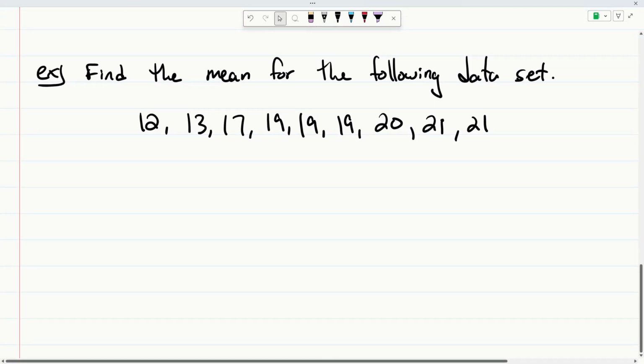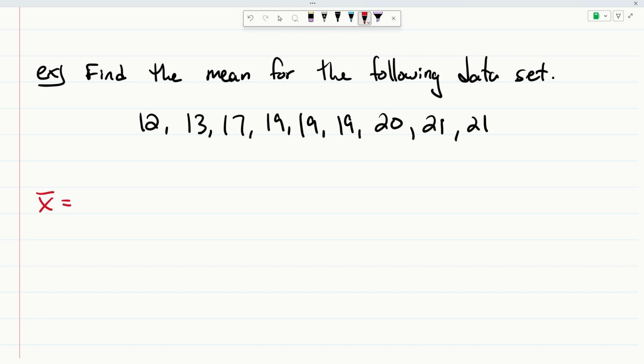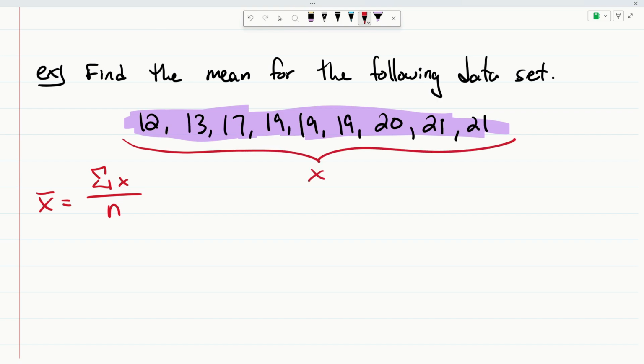All right? So remember, to calculate the mean, it's x bar equals the summation of all the data points divided by n. So if you're watching the screen, as I highlight 12, 13, 17, all these numbers, they all represent the letter X. So what we're going to have to do is take each one of them, add them up, and then divide by the total number we have. So let's do the easy part first. Let's find a letter N.